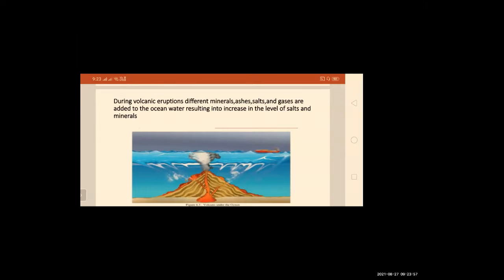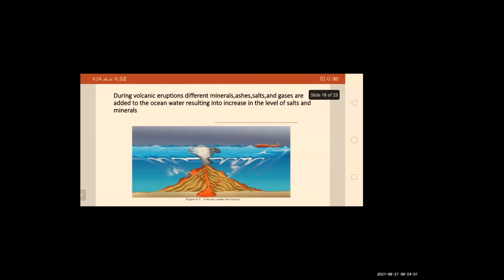Now we will see the third reason behind the salinity of oceanic water. See, this is the picture of a volcano. You may have seen pictures or videos of volcanoes on the earth. The same volcano is present inside the ocean also. And like volcanic eruptions happen on the earth, the same volcanic eruptions happen deep in the oceans also.